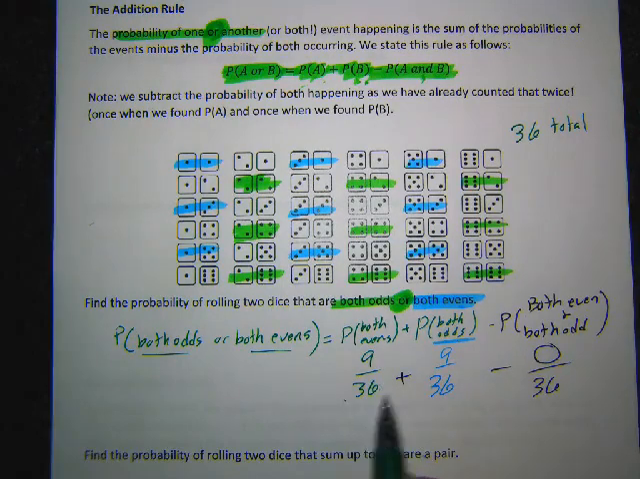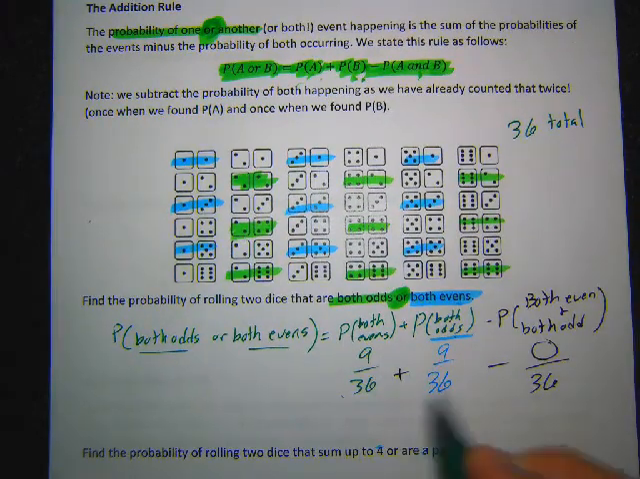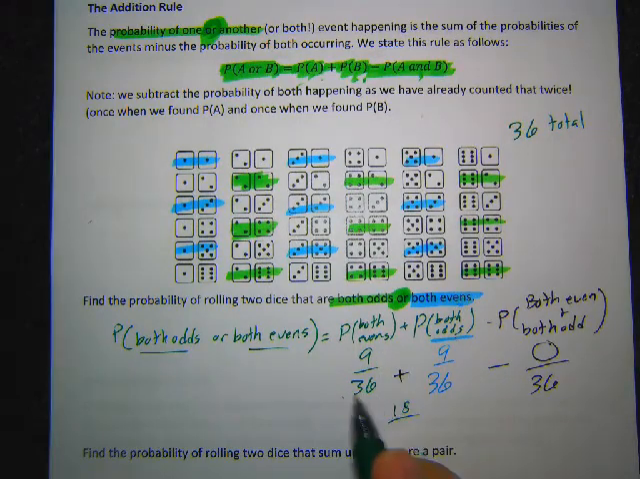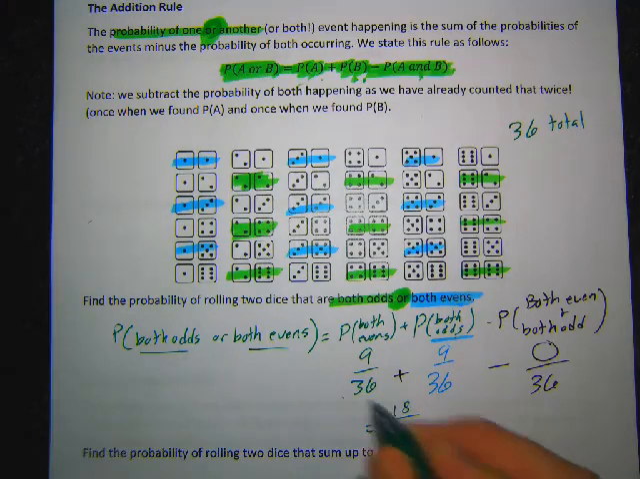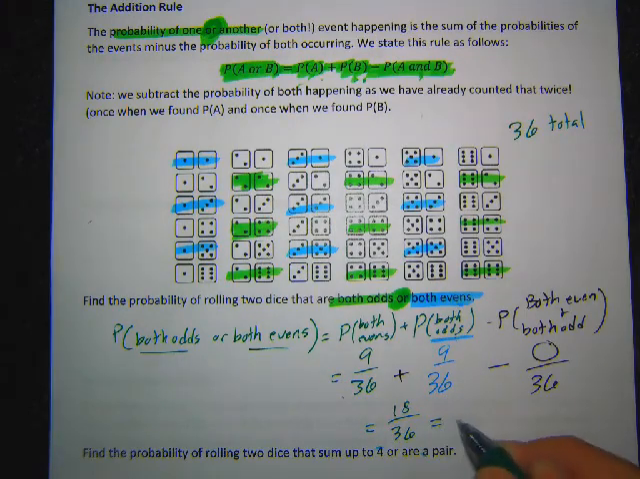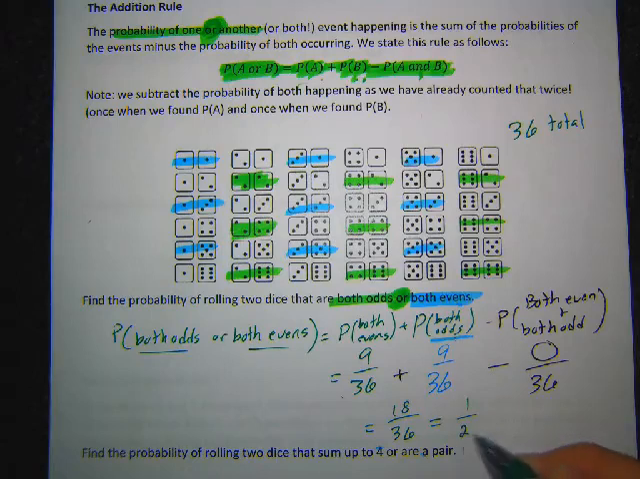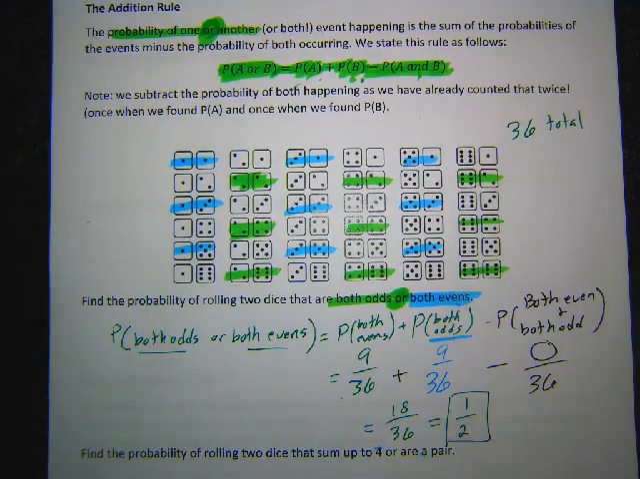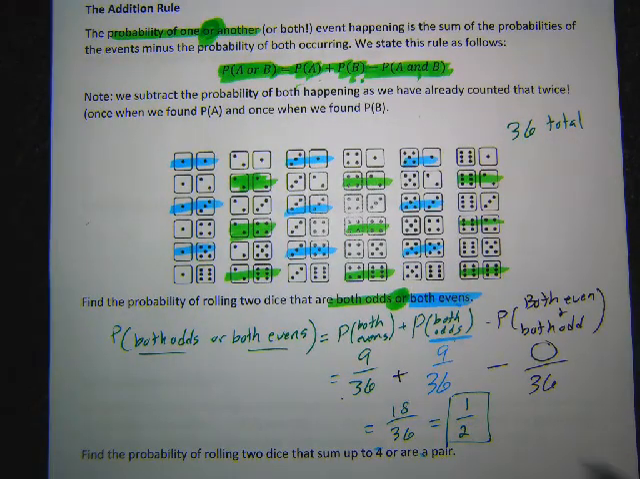So I do 9/36 plus 9/36, and 9 plus 9 is 18. Remember when you add fractions, you only add the top, so the bottom just stays 36. Then that simplifies: you can divide top and bottom by 18 and get 1 over 2. So 1/2 is our answer for the probability, or you could do 50%, 0.5.